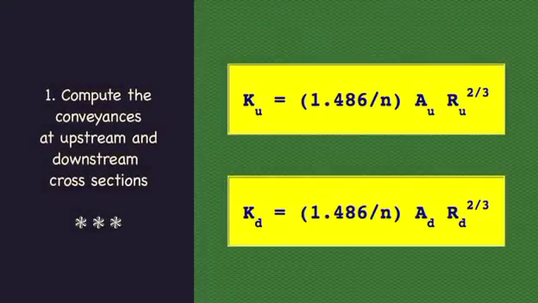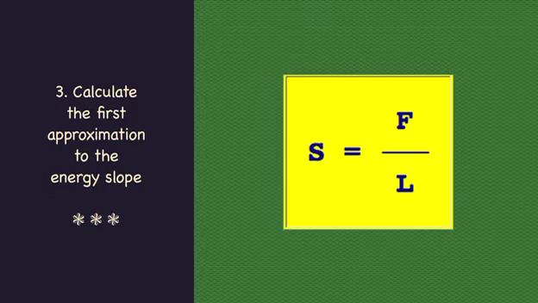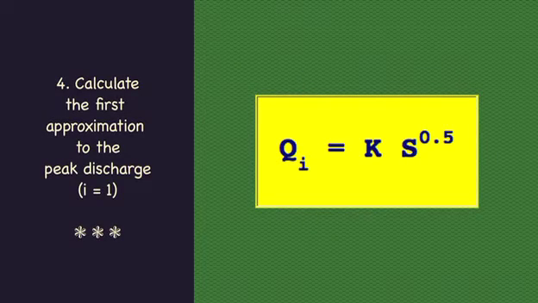The steps in the application of the slope area method are the following. 1. Compute the conveyances at upstream and downstream cross sections. 2. Compute the reach conveyance equal to the geometric mean of upstream and downstream conveyances. 3. Calculate the first approximation to the energy slope, in which L equals reach length. 4. Calculate the first approximation to the peak discharge.